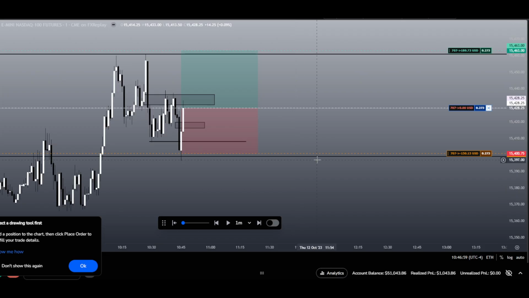What's the best time to jump in on a trade? Do you know the inversion fair value gap model? Like, you know about it?